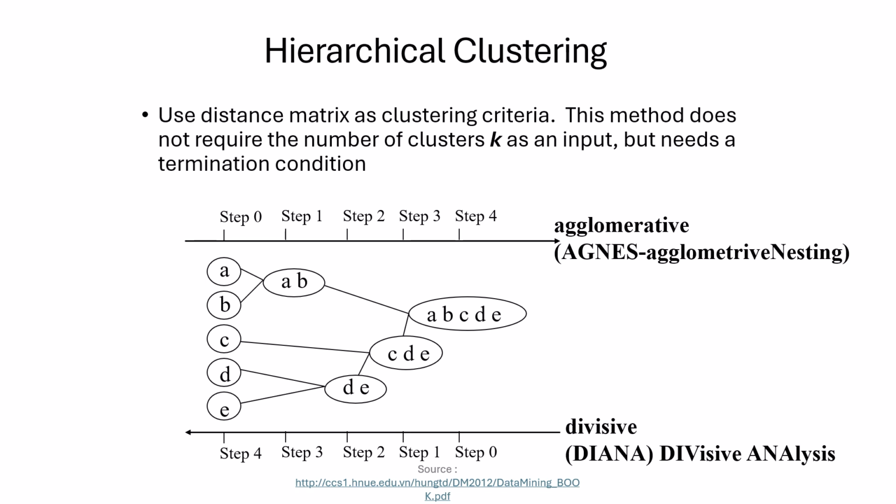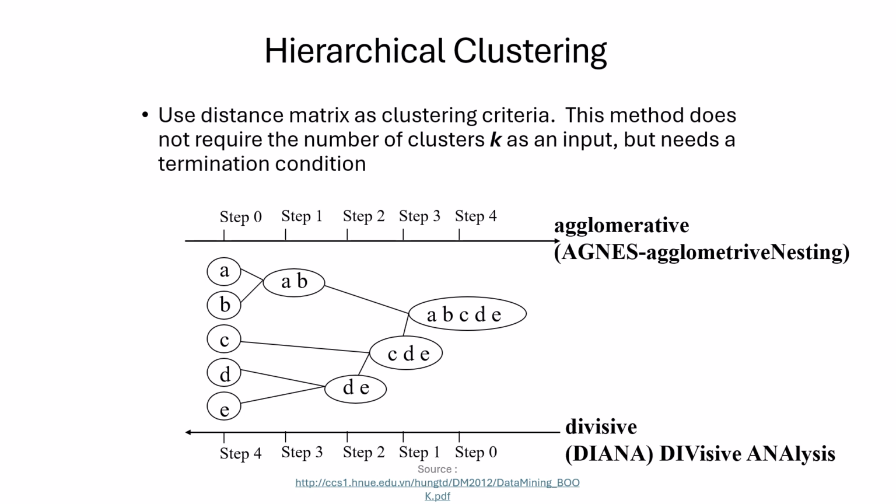The diagram shown on the screen: agglomerative versus divisive hierarchical clustering. The diagram shows the application of Agnes, that is agglomerative nesting, an agglomerative hierarchical clustering method, and Diana, the divisive analysis, a divisive hierarchical clustering method, on a data set of 5 objects A, B, C, D, E. Initially, Agnes, the agglomerative method, places each object into a cluster of its own. The clusters are then merged step by step according to some criterion.